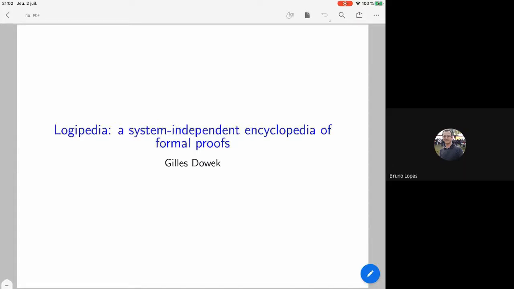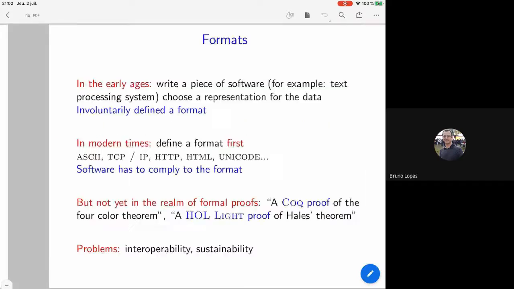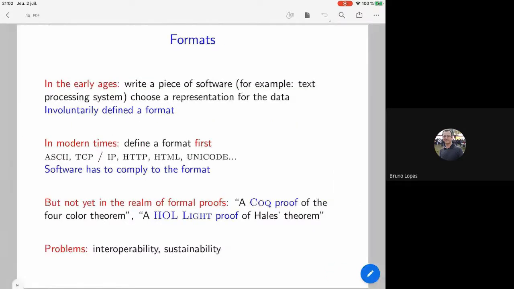Today I'm going to speak about an equivalent of Wikipedia, but which is much smaller, of course, because it only contains formal proofs. But the idea is to share formal proofs exactly as Wikipedia allows us to share knowledge in general. And before we speak of Wikipedia, let me remind you how you wrote your first program maybe 70 years ago. And in the early ages, when you wrote a piece of software, for instance, a text processing system, you had to choose a representation for your data.